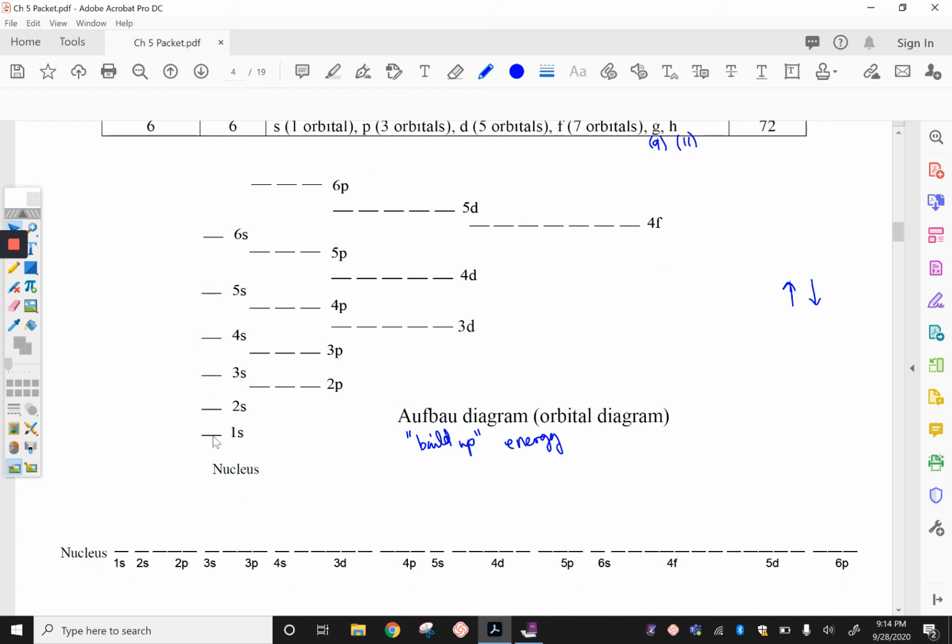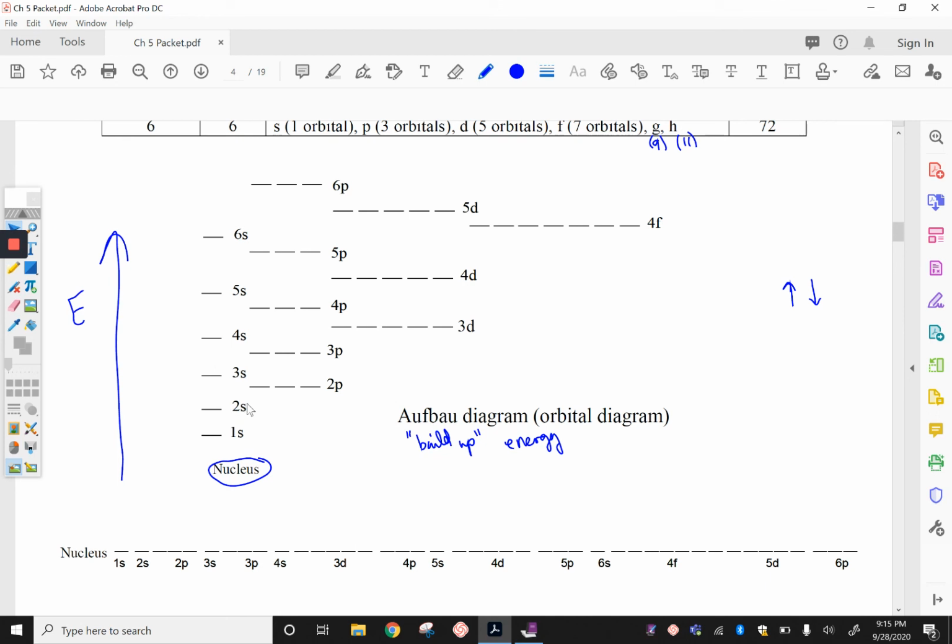The numbers represent the energy levels. So this is the first energy level, second energy level, third energy level, fourth energy level, fifth energy level, sixth energy level. You can see that if this was my nucleus, this is increasing in energy here. Okay, the letters represent the sublevels. So the first energy level just has the S, right? And the little lines represent the orbitals. So S only has one orbital.